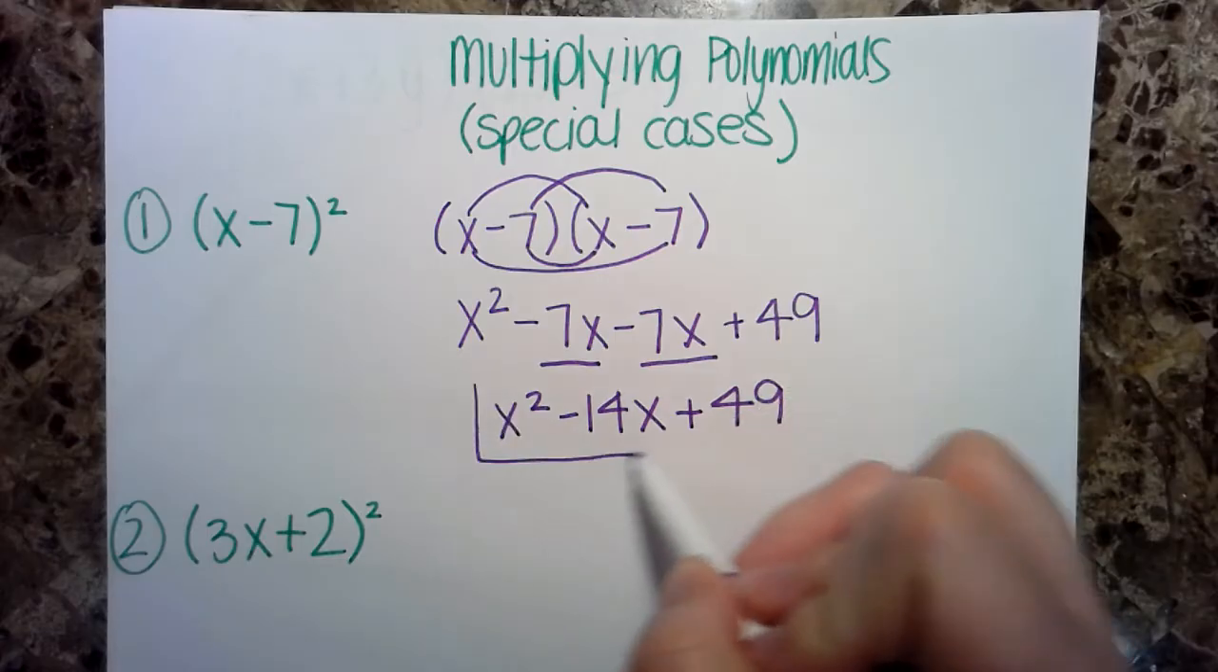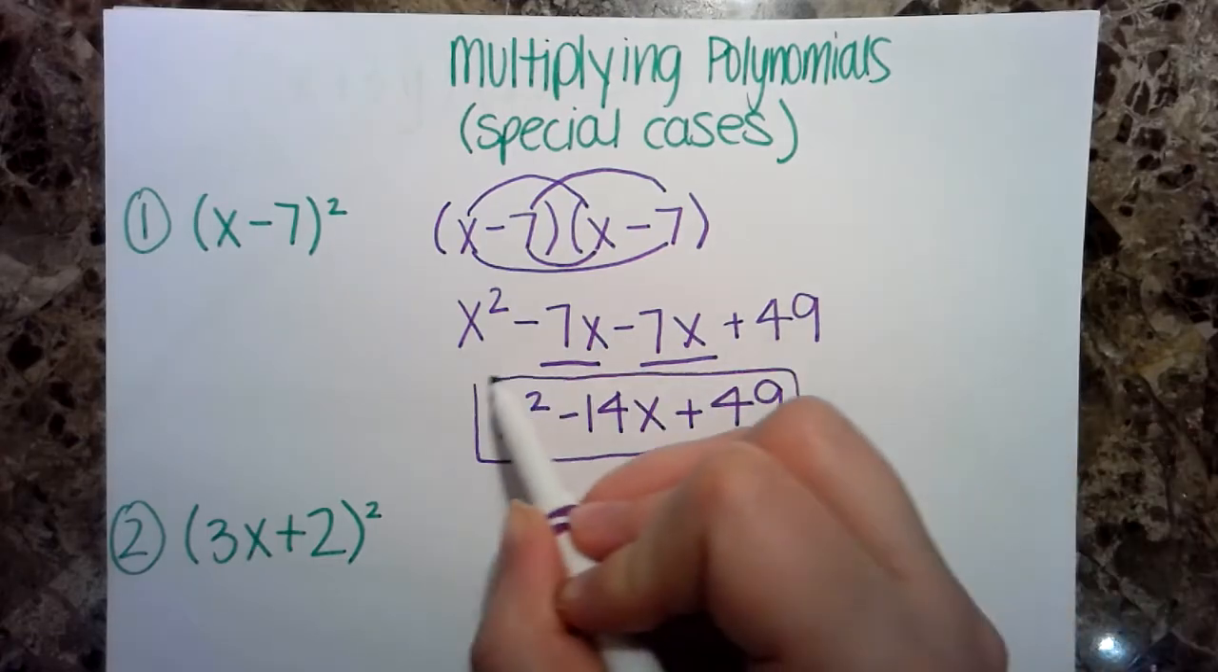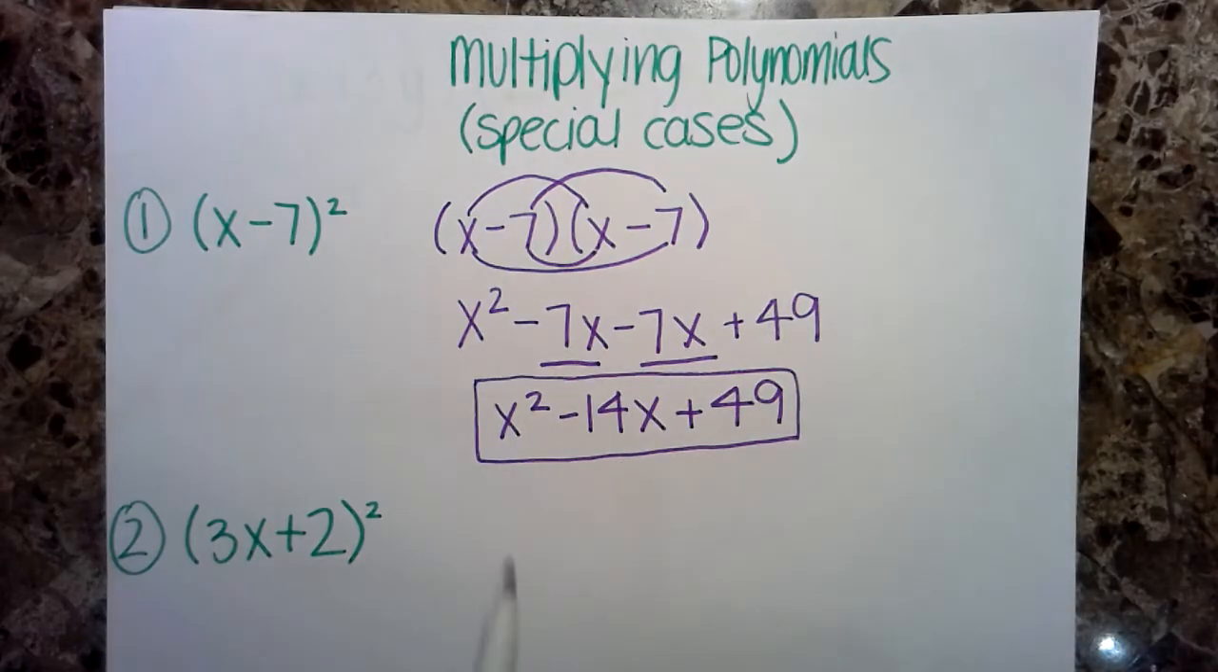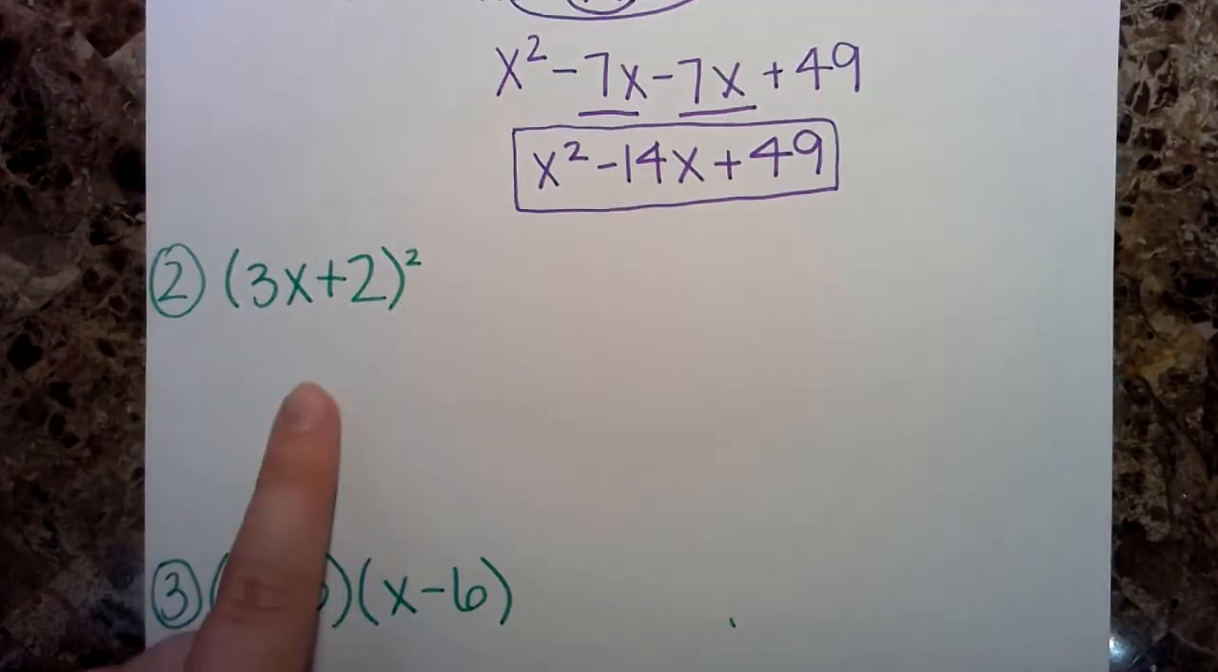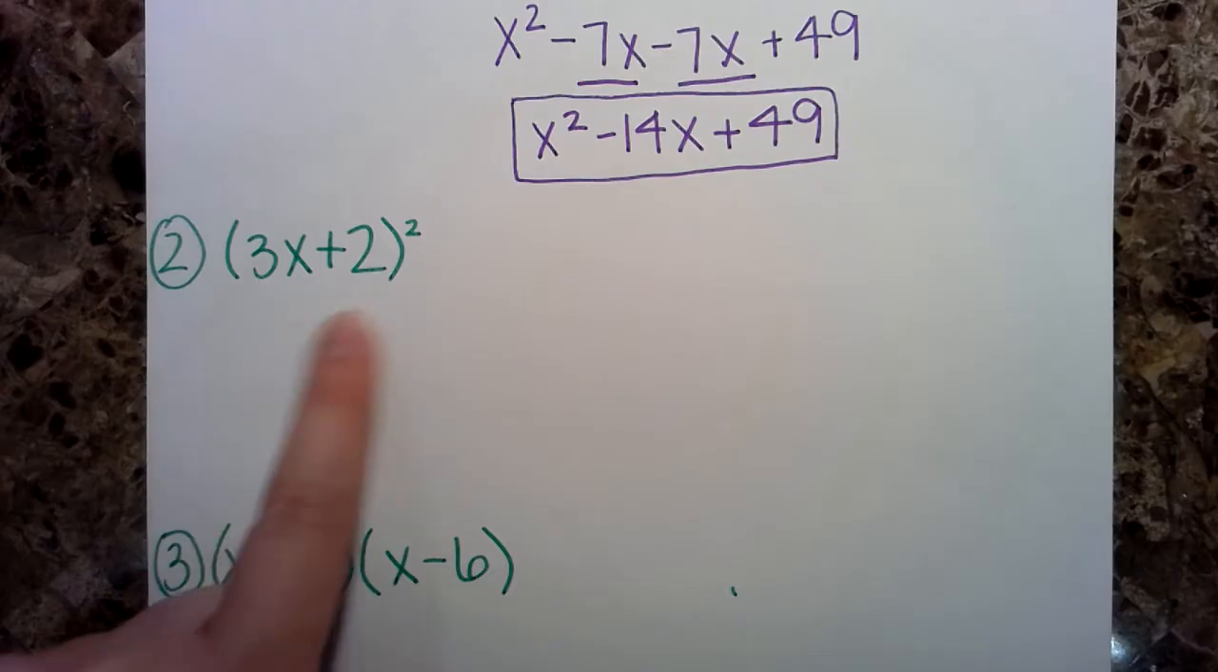That is going to be your final answer because the polynomial is in standard form. Standard form means you look at the degree and see that it goes from the greatest exponent, or greatest degree, to the least degree.